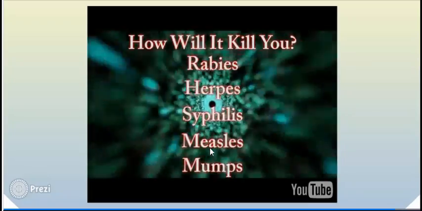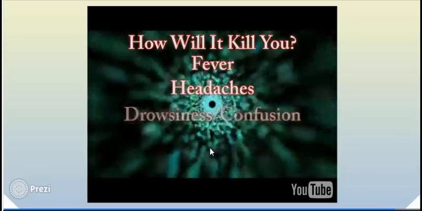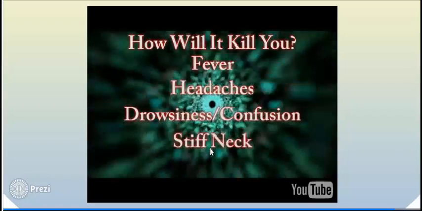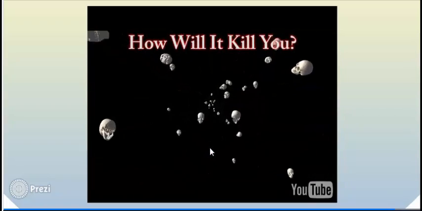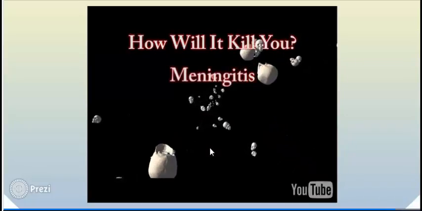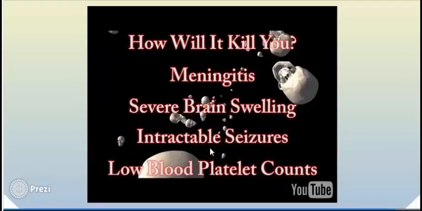As the brain gets larger from inflammation, victims suffer from fever, headaches, drowsiness or confusion, a stiff neck, and seizures. Death occurs due to encephalitis-related complications, including the development of meningitis, severe brain swelling, intractable seizures, and low blood platelet counts.